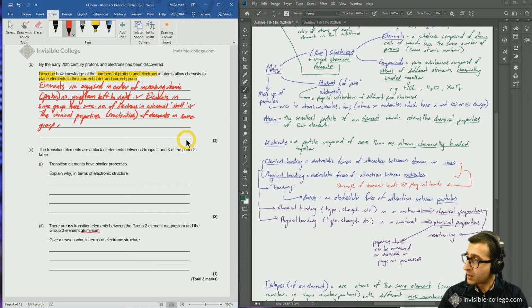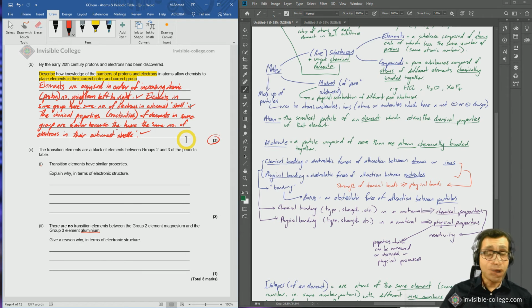In the same group are similar because they have the same number of electrons in their outermost shells. So that would get you the third mark. But again, there are other things that you could say.